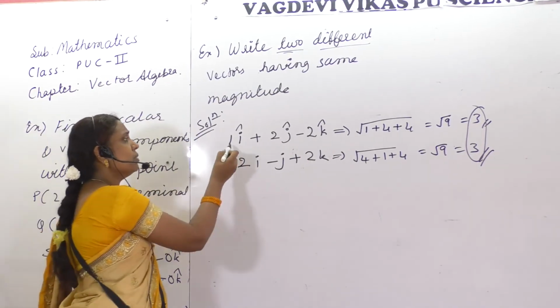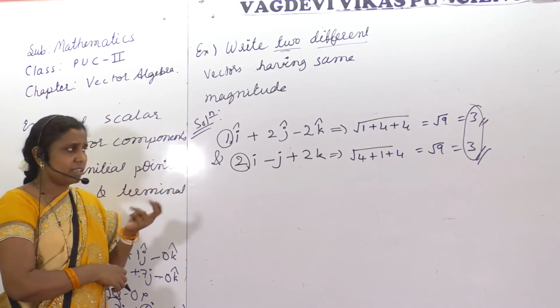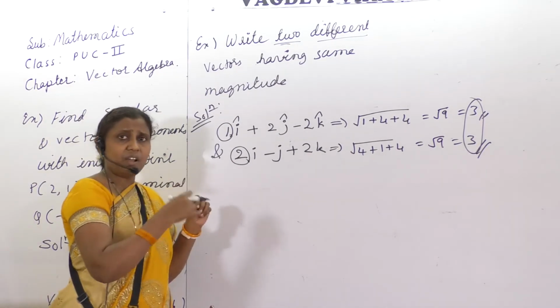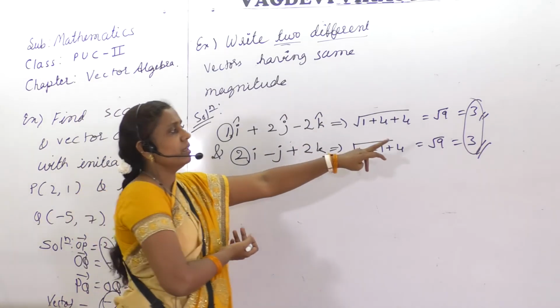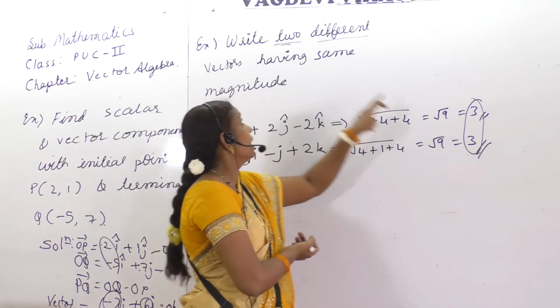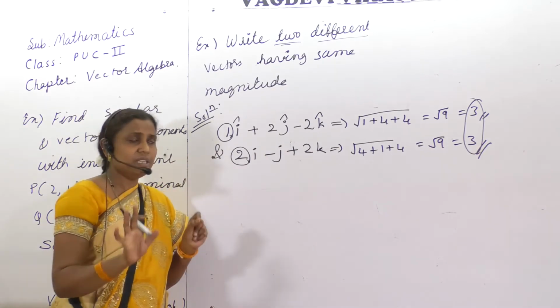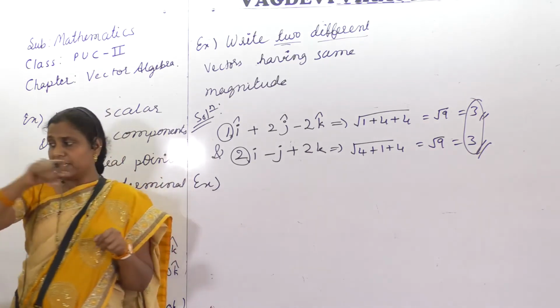See, the i component here is 1, but the i component in this second vector is 2. So like this, you can put n number of pairs of vectors to make the required case. What is required? Magnitude should be the same. Okay. One more simple example.